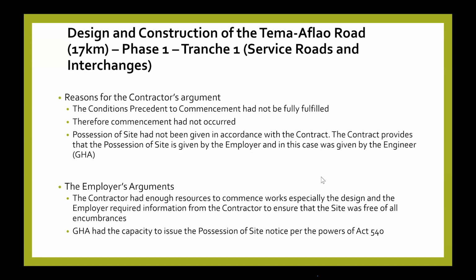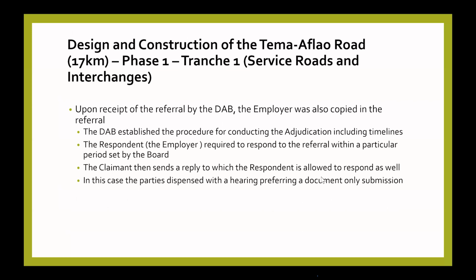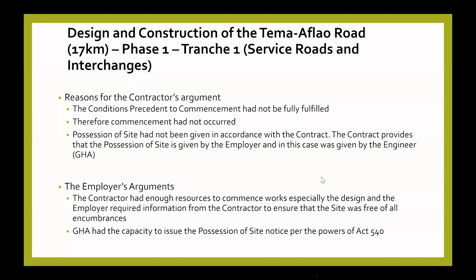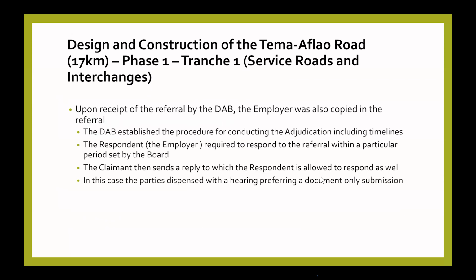Also, the contractor felt that the possession of site was not given by the rightful person. Subclause 2.1 says that it's the employer who gives the access to site and possession, and this was given by the chief executive of GHA. We argued that GHA had the capacity to issue the possession of site per the powers in Act 540, which is the act that governs GHA.